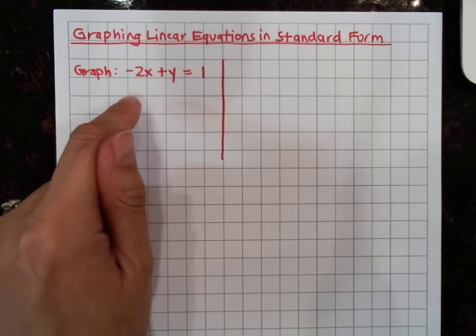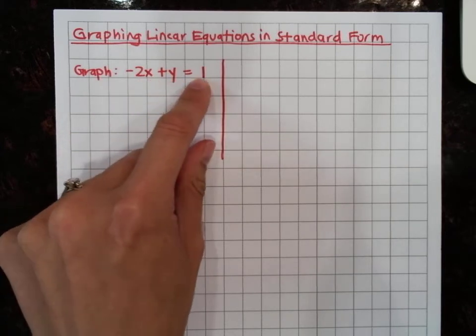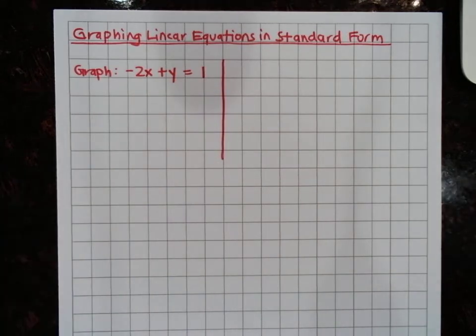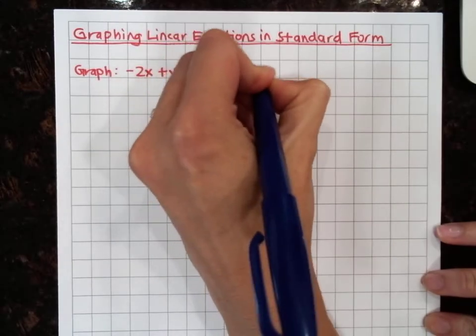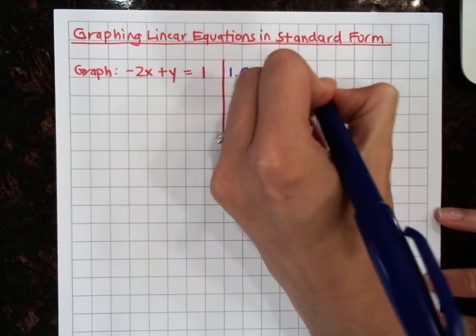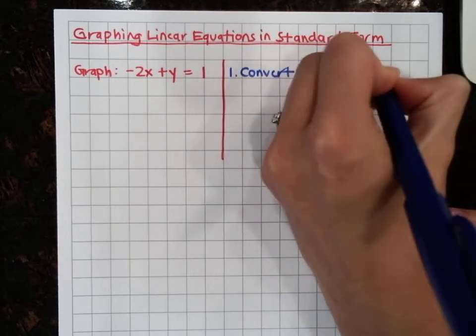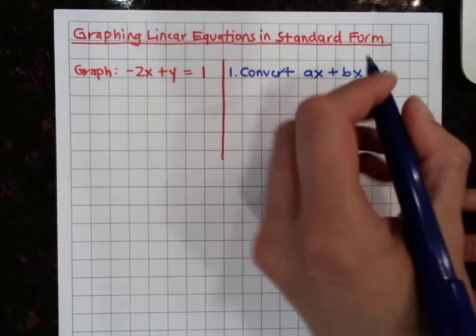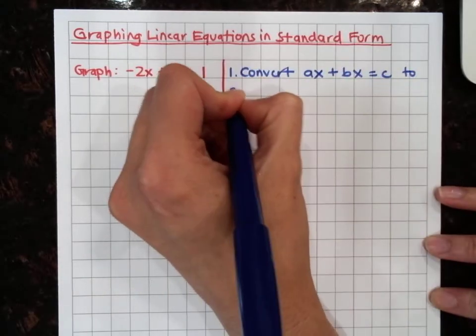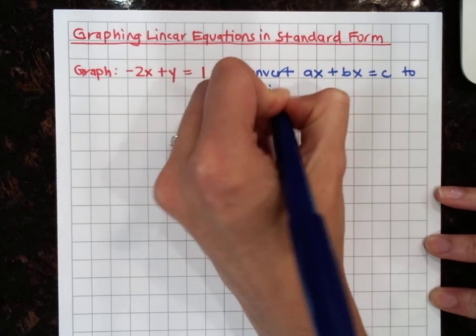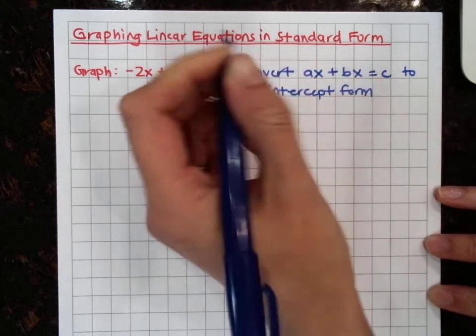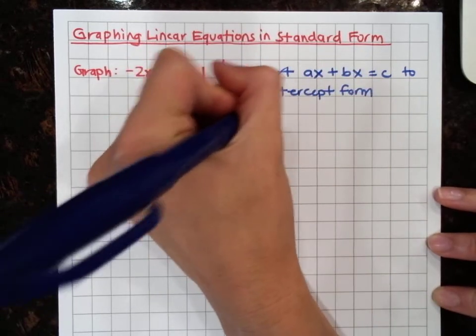So if we're given an equation in standard form, then we want to convert it to slope-intercept form. That is going to be our first step. Standard form is ax plus by equals c, and we want to convert to slope-intercept form, which is y equals mx plus b.